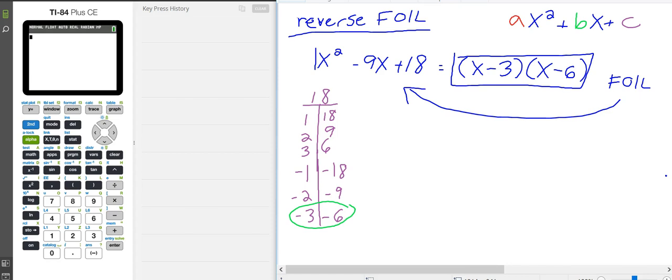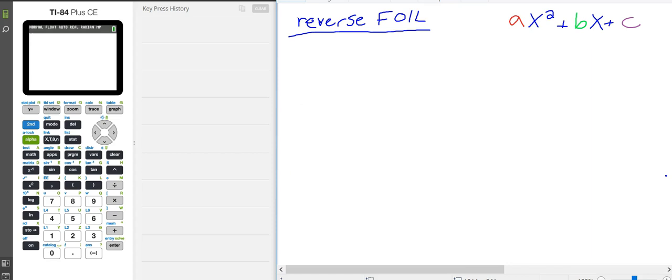Let's try another example. Let's say we have x squared minus 10x plus 16, and we want to factor this. Can we use GCF? No. Can we use the difference of two perfect squares? No. So we're going to have to use reverse FOIL. Can we use reverse FOIL? Yes, because a, the coefficient of x squared, is 1.